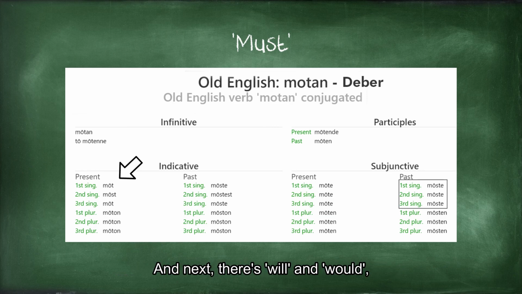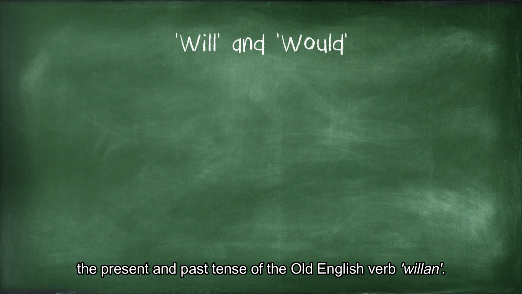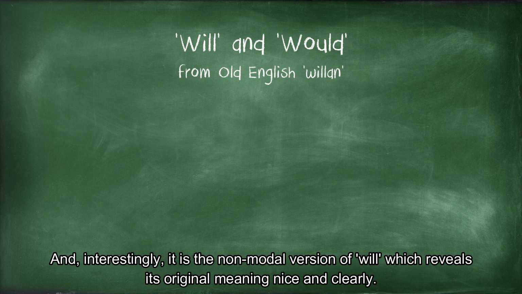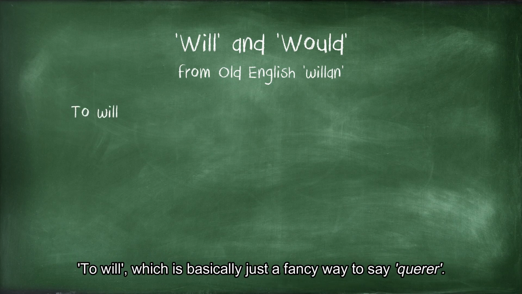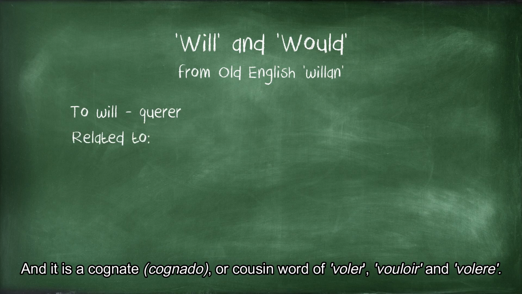And next, there's will and would, the present and past tense of the Old English verb willa. And, interestingly, it is the non-modal version of will which reveals its original meaning nice and clearly, to will, which is basically just a fancy way to say querer. And it is a cognate, or cousin word of vouloir, and volere.